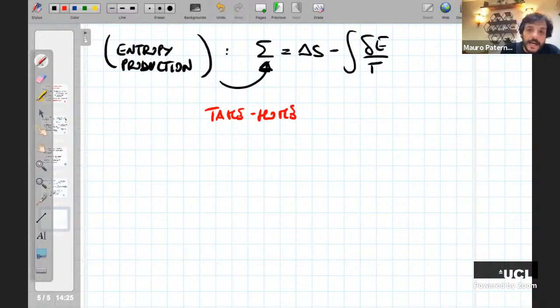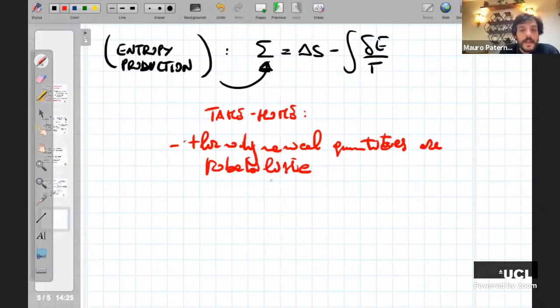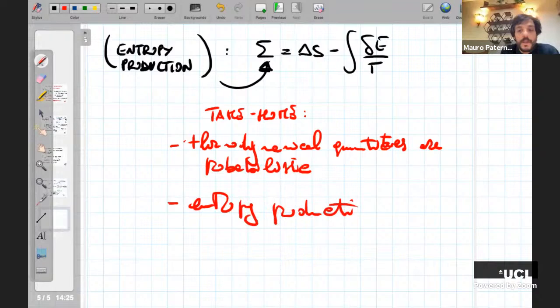So the key point, so to say, the take-home message that we have so far are the following. Say, thermodynamic quantities, let me write it in a slightly faster way. So thermodynamical quantities are stochastic, right? Quantities are stochastic or probabilistic. And you have entropy production. And you cannot go on without any of these two take-home messages.